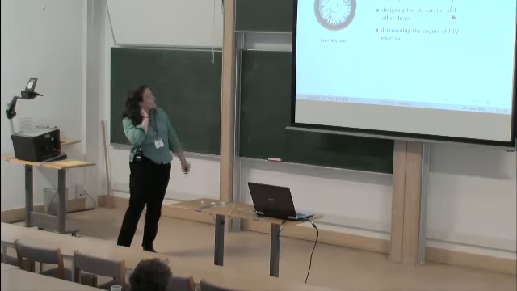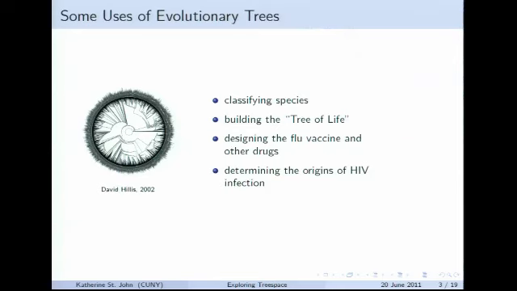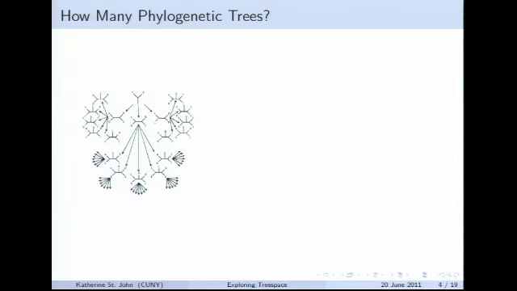So one use for evolutionary trees obviously is to build the tree of life. You could also use it, and it is used, for designing flu vaccines and other drugs, and determining the origin of HIV. There's even an attempted murder trial in which it was used. So here are some uses. Everyone's heard this, since this is a talk on phylogenetics. But I want to actually look at the space of trees.